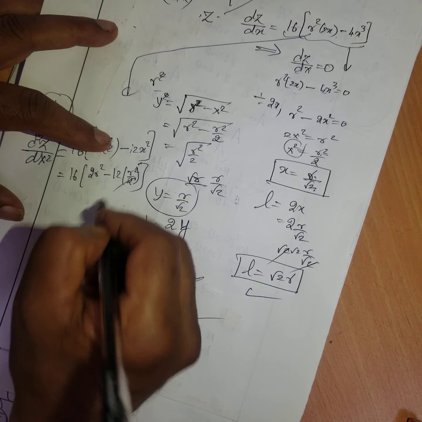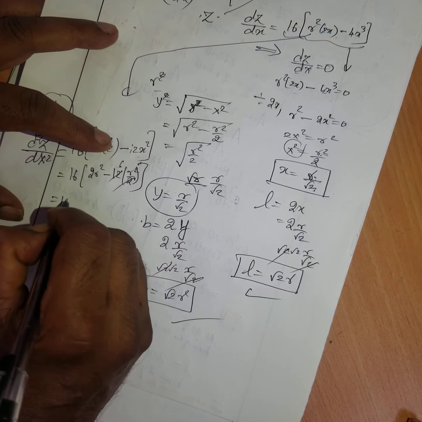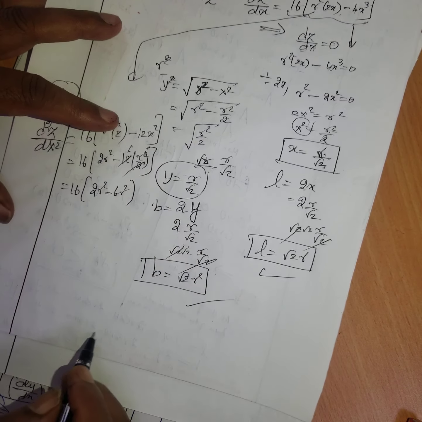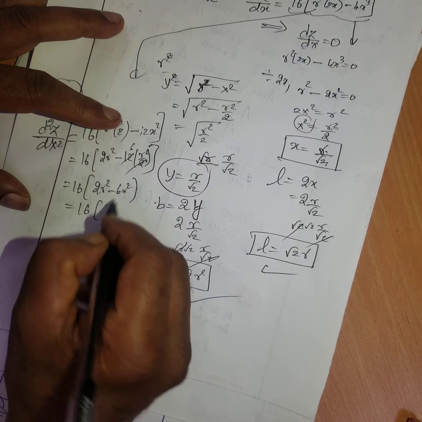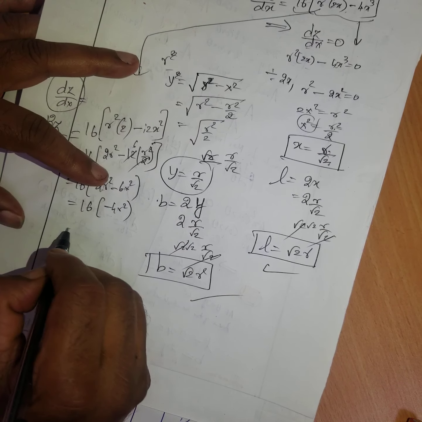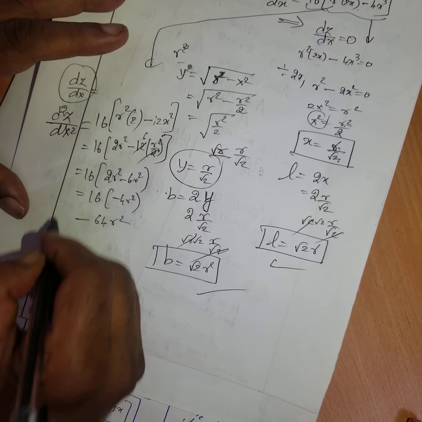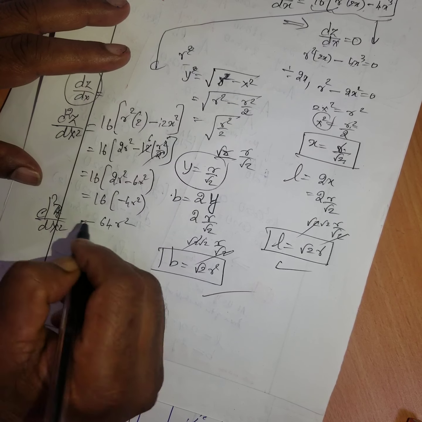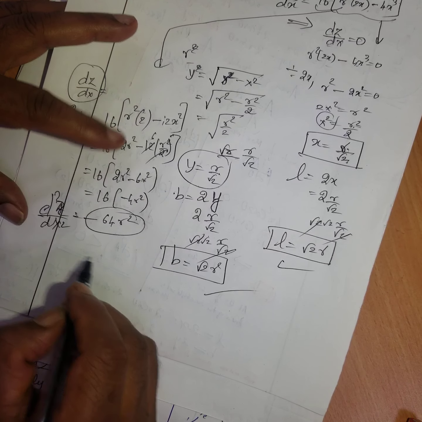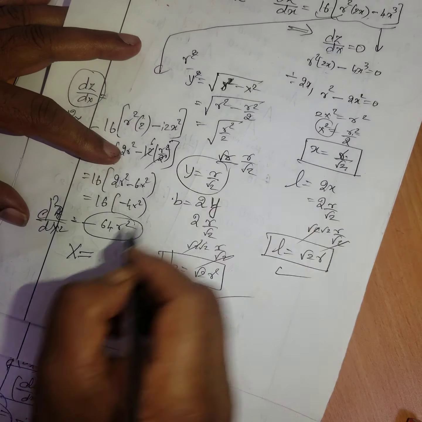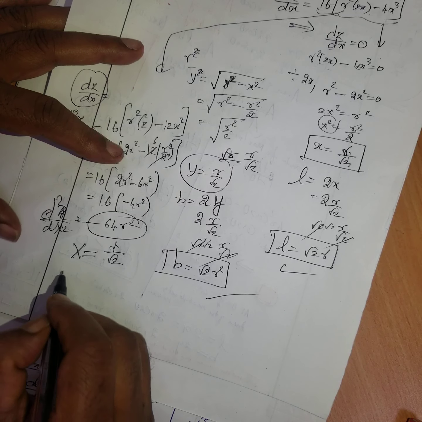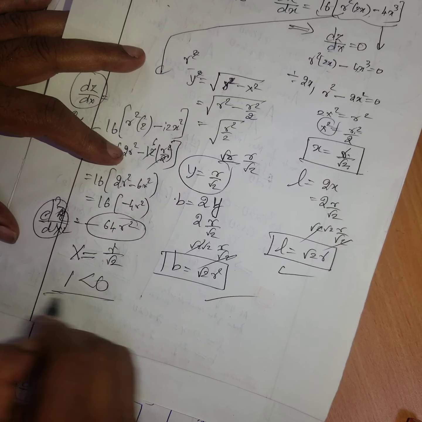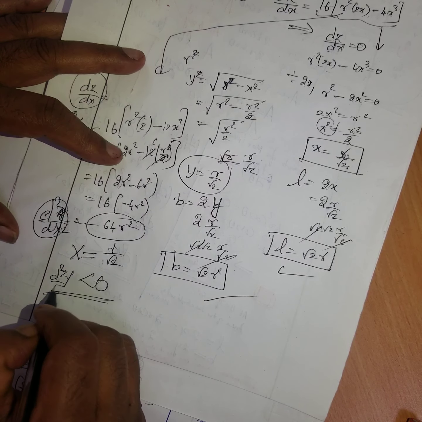Understood? Here, how many times does it go? 6 times. Therefore 16 2r square minus 6r square. Therefore 16 minus 4r square minus 64r square. Negative, right? It is negative. Therefore when x equal to r by root 2, that means the second derivative is less than 0. Second derivative less than 0.